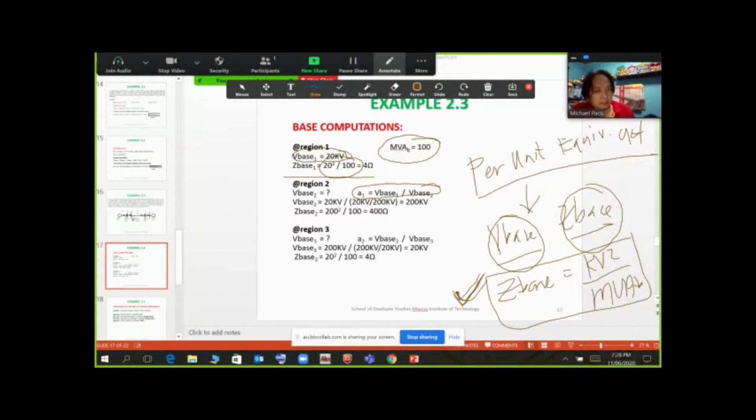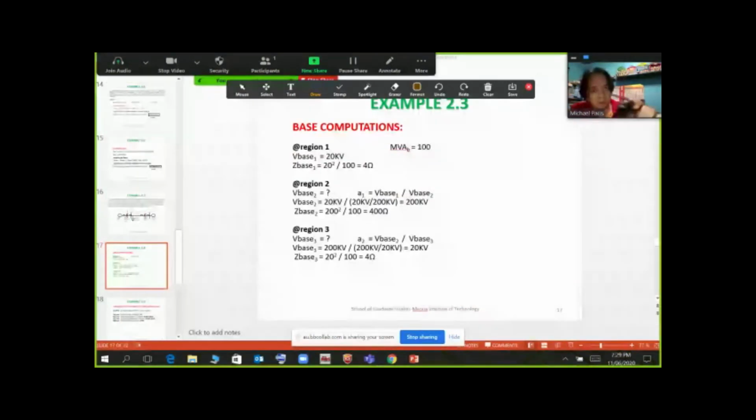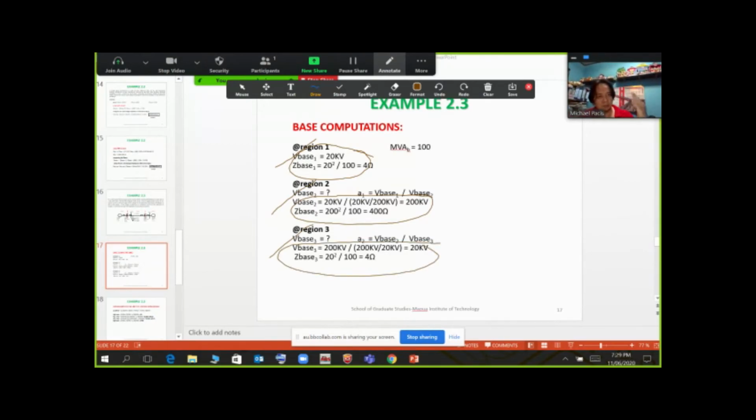If you do so, we can compute for the bases of the system, a straightforward solution, and the Z base as well. So please take note, the only parameter that does not have a subscript is your S base or MVA base. Then do this on the other regions. It is already self-explanatory that you can do this by analyzing the circuit above. So the important parameters here are V base, Z base, and on the other regions, V and Z.